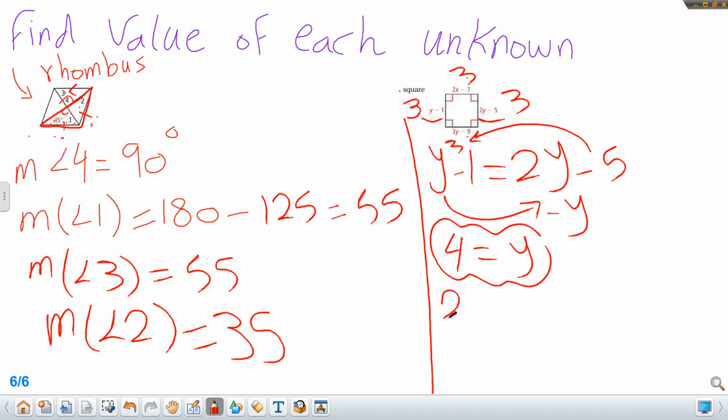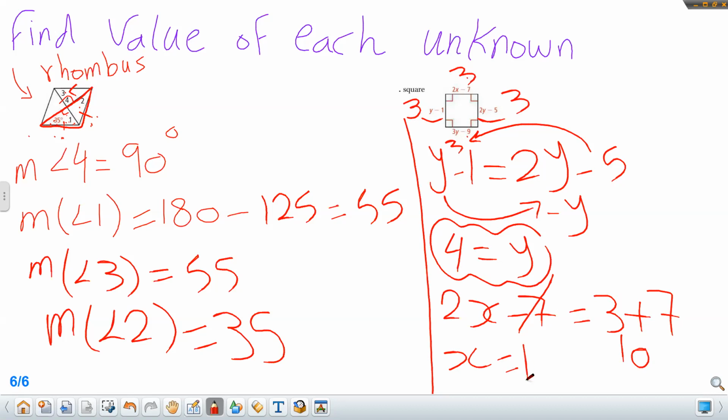So I can say 2x minus 7 equals 3. How to find x? Solve it as an equation. Move negative 7 to the other side to be positive 7. It will be 10. Then divide by 2, so x equals 5.